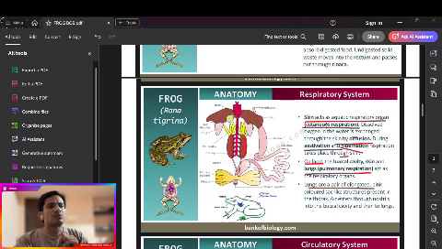Whatever respiratory modes are there: if they are using skin, we call it cutaneous respiration. If they are using the buccal cavity, buccopharyngeal respiration. If they are using lungs as respiratory organs, we call it pulmonary respiration. And the larva of the frog, the tadpole, has gills, and that is called branchial respiration.